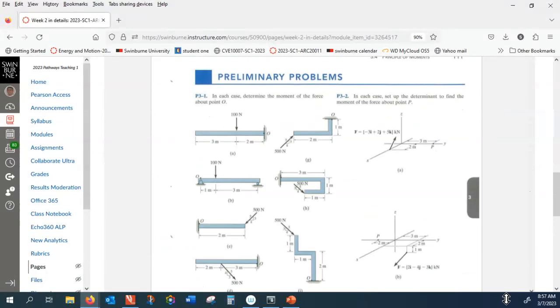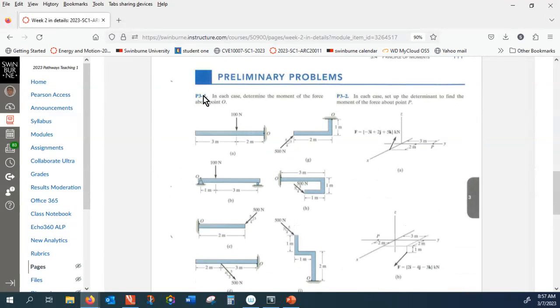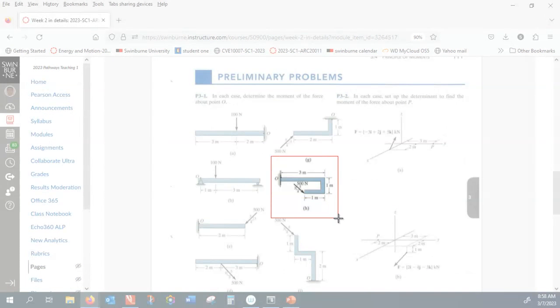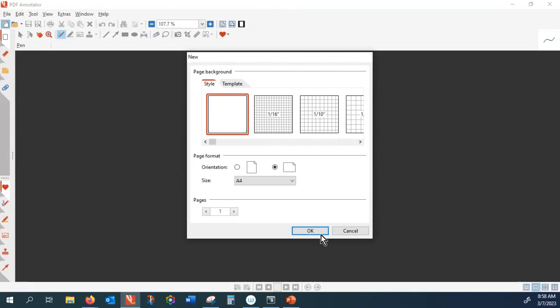Let's try 3-1, something about point O. Let's try C. That's something, or maybe we do B. So here I want to find the moment of the force about point O, the rotation point.